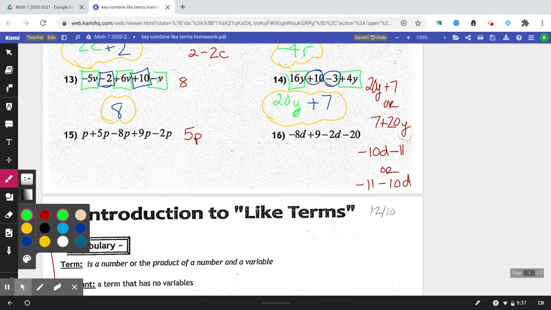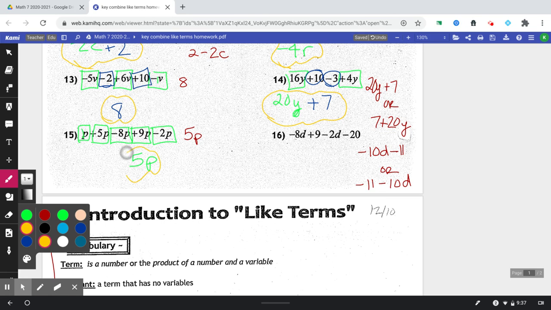Okay, number 15, we have 1p plus 5p, that's going to give you 6p, minus 8p, that's going to give you negative 2p, plus 9p, that's going to give you 7p, and then 7p plus negative 2p will be 5p.